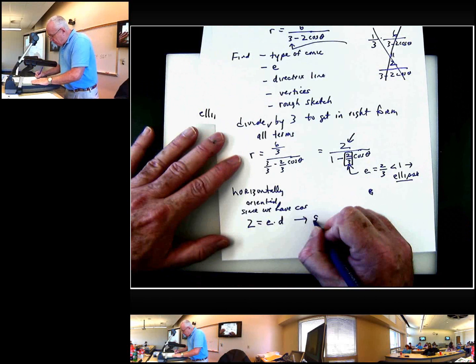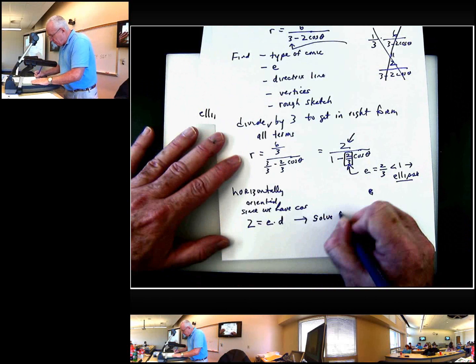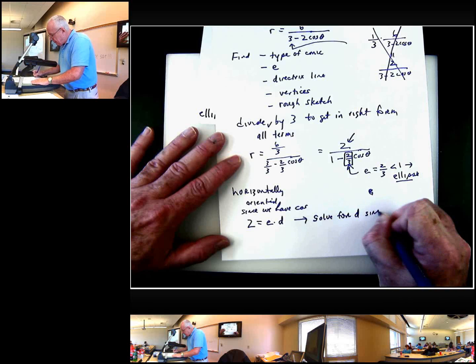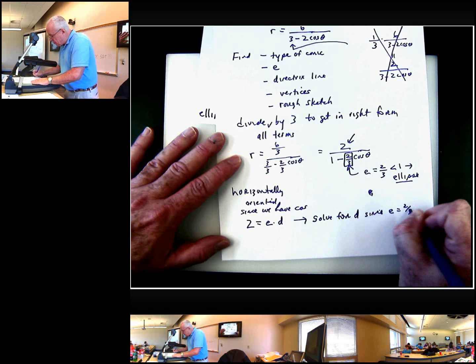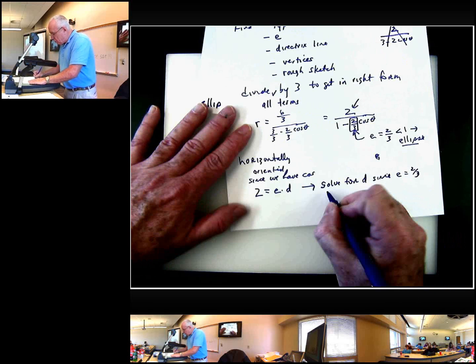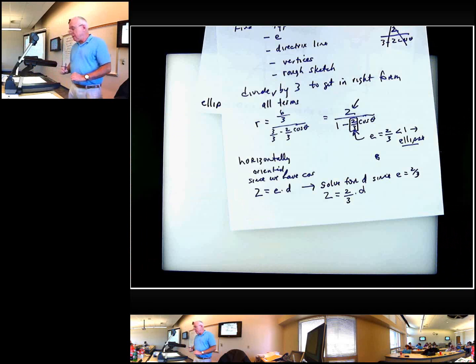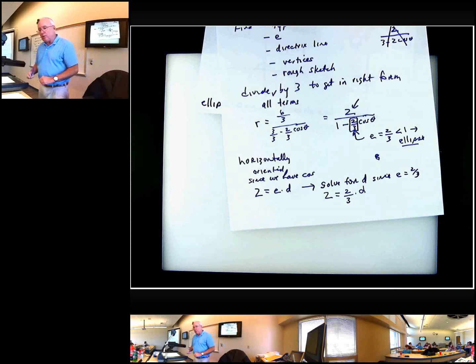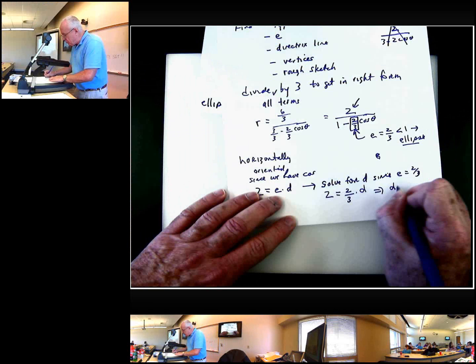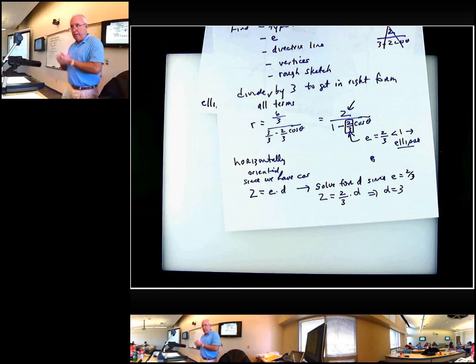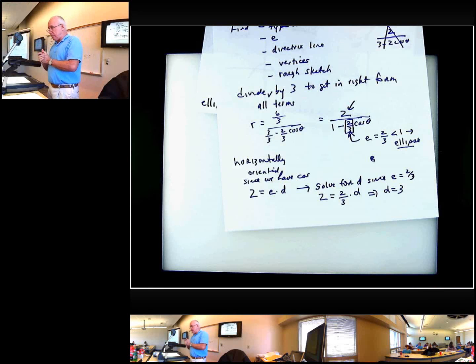So solve for D, since E is equal to 2/3. We get 2 is equal to 2/3 times D, and we figure out that D is equal to the number 3. All right? Everybody get that? ED in the top.